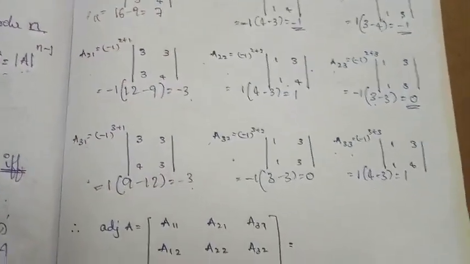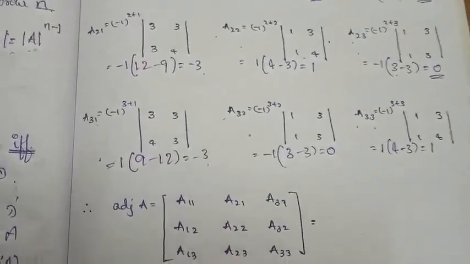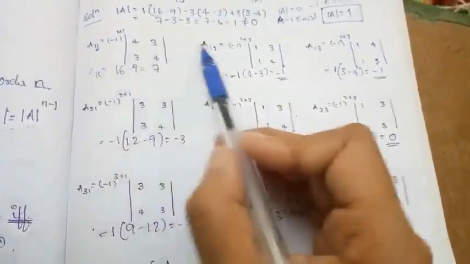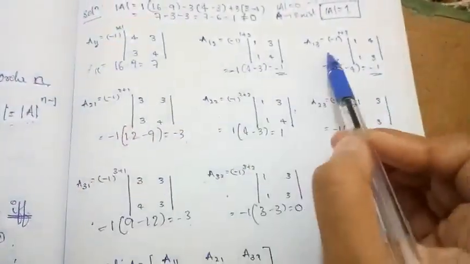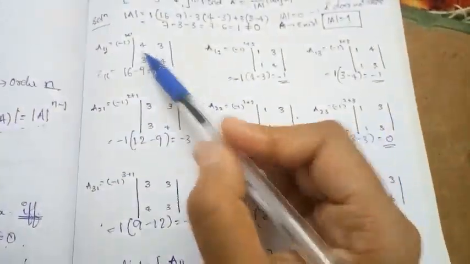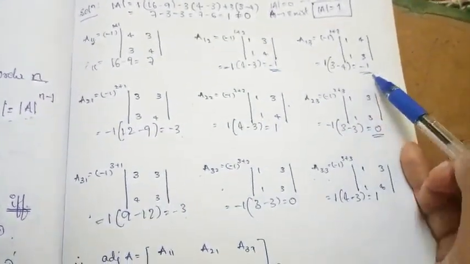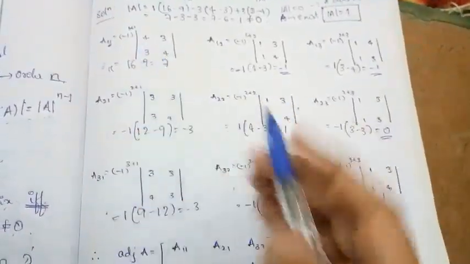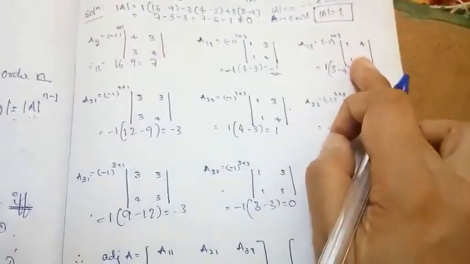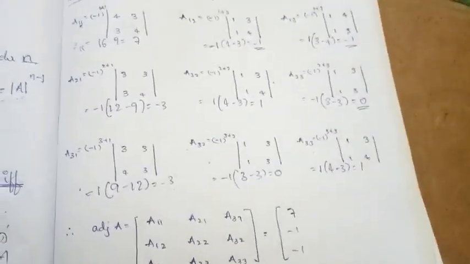So as I said, what is the adjoint of a matrix? We are taking the transpose of the cofactor matrix. Here I have written A11, A12, A13. This is going to become our column. So what is A11? 7. A12 was -1. A13 was again -1. So 7, -1, -1, which you have written in the first row, becomes our first column.